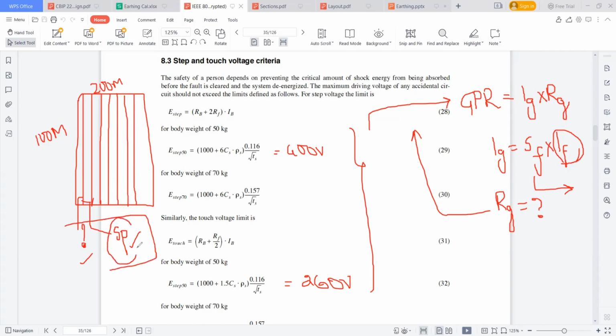The spacing is decided by trial. Suppose at first we will assume 4 meters. Just in the initial stage of the design, we will assume 4 meters as a spacing. And what is a conductor?